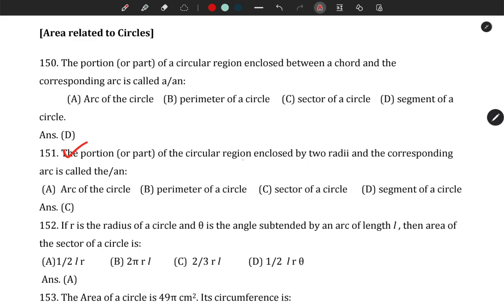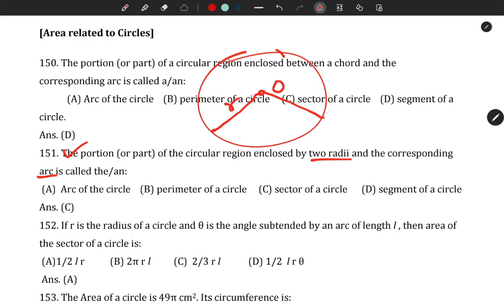Next, the portion of the circular region enclosed by 2 radii and the corresponding arc. So if we draw a circle with center O, supposing we have 2 radii and an arc here, the corresponding arc. So this region is known as sector. So the answer is sector of the circle.